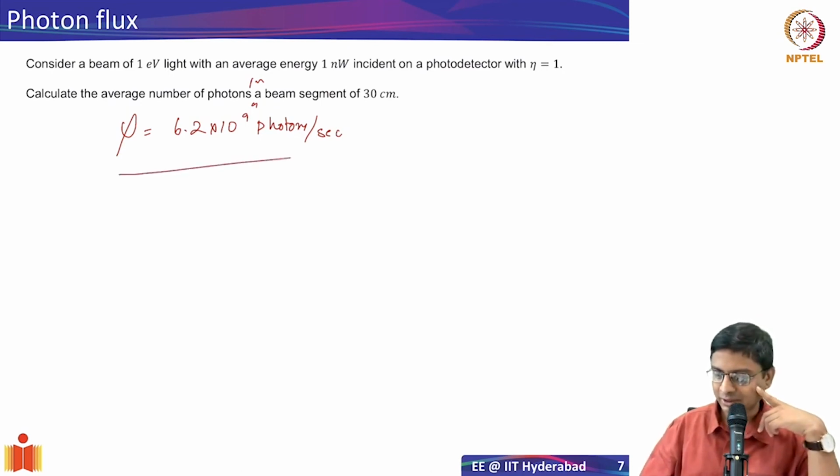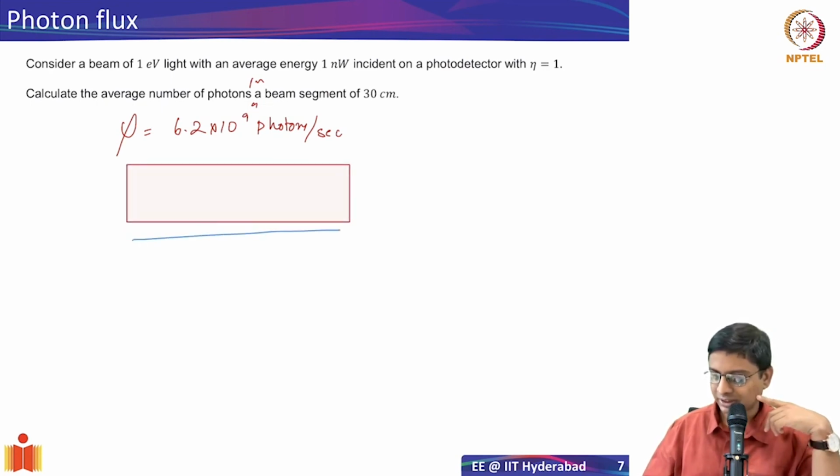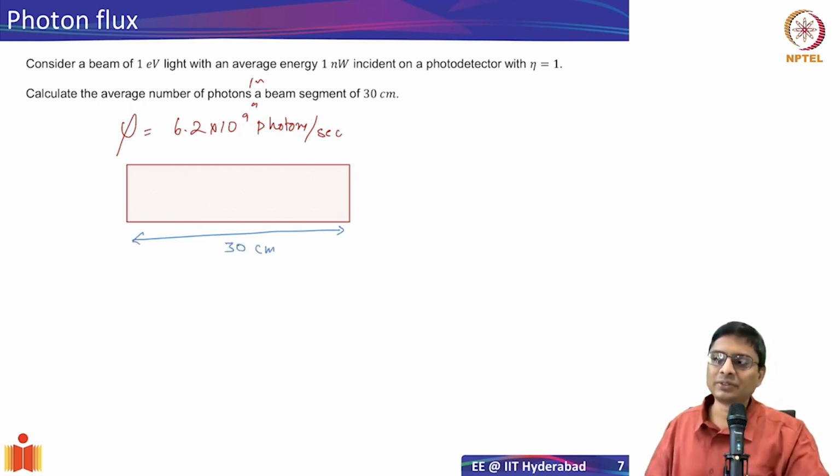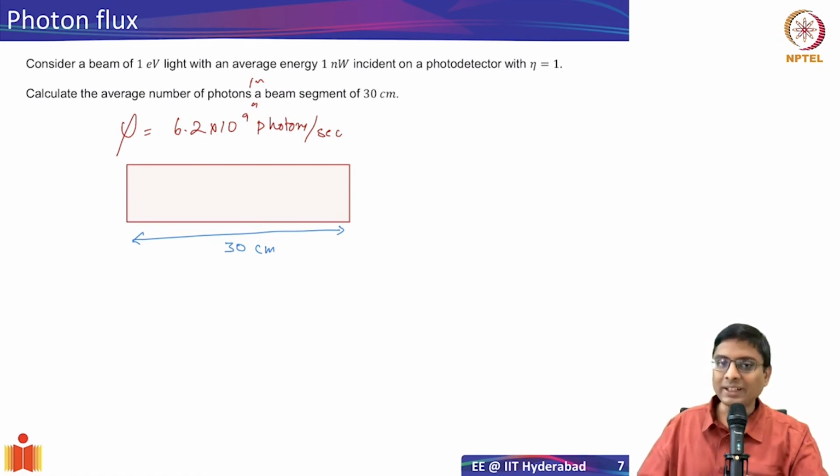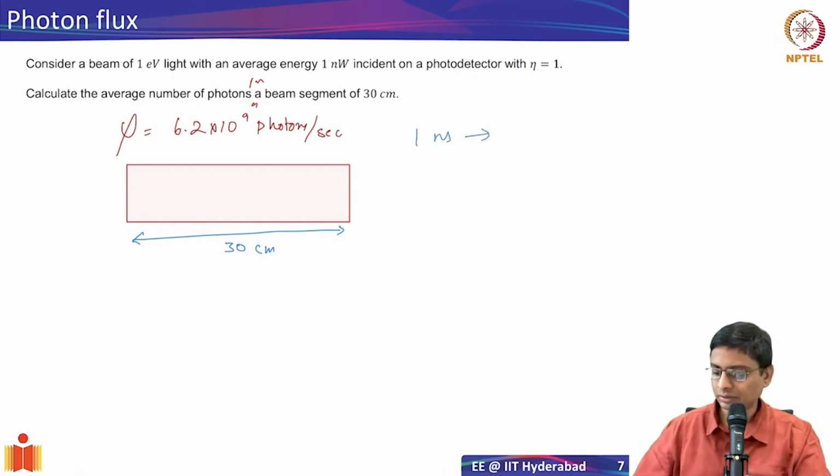So if I take a segment of this form, let's say there's a block like this, the length of this is going to be 30 centimeters. How many photons are present? We know that the rate at which they pass is 6.2 into 10 power 9 photons per second. So in 1 nanosecond, how many photons would there be? If I take 10 power 9 photons per second, 1 nanosecond will have 6.2 photons.